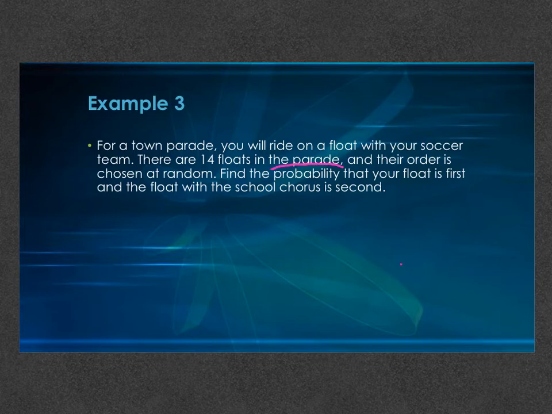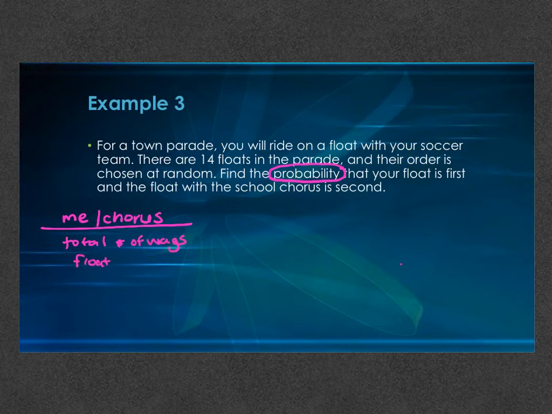So, different scenario, because we're talking probability this time. I have to find out how many ways I could get me first, then the chorus. How many ways is that going to happen? Over the total number of ways the floats can be ordered or arranged. So I'm going to start with that part first: the number of ways the floats can be arranged.